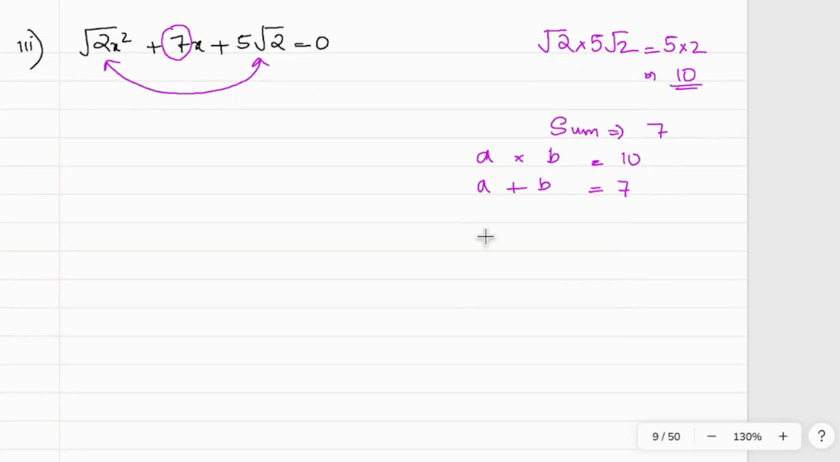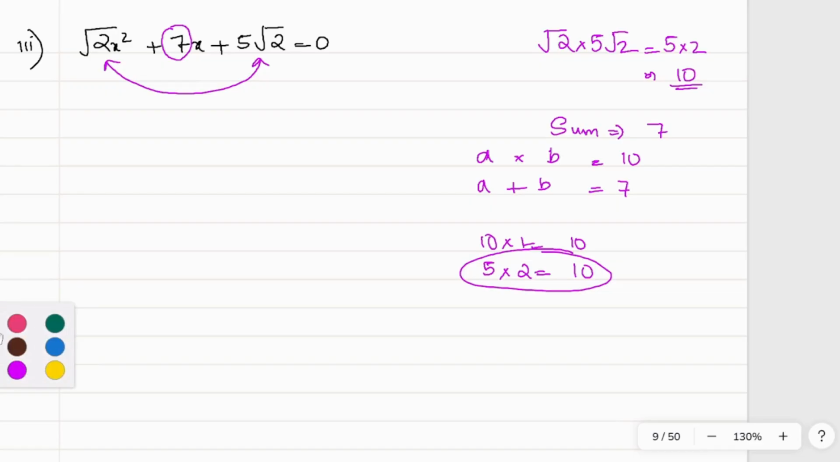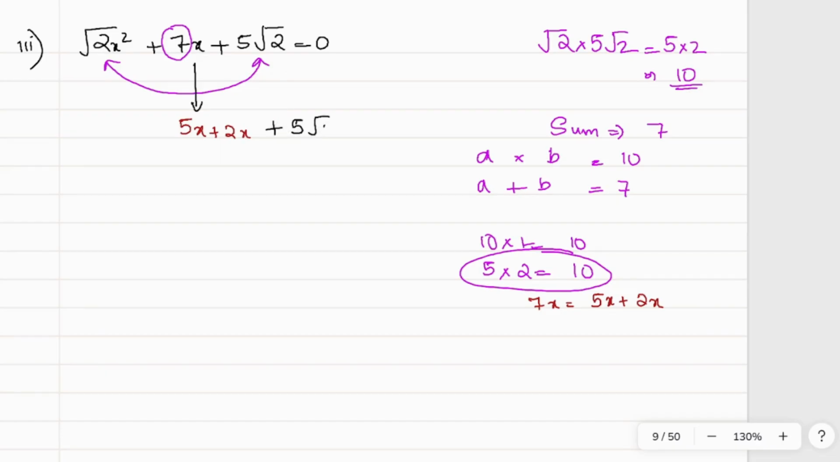Similarly, 10 into 1 equal to 10, then 5 twos are 10. So we got the set, right? 5 plus 2 gives us 7, as well as 5 into 2 gives us 10. So instead of the 7x, we have to insert, 7x can be written as 5x plus 2x. So we replace the 7x by 5x plus 2x, and the remaining portion we write in the same way, 5 root 2, and here root 2 x square.